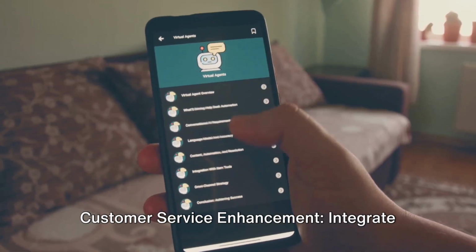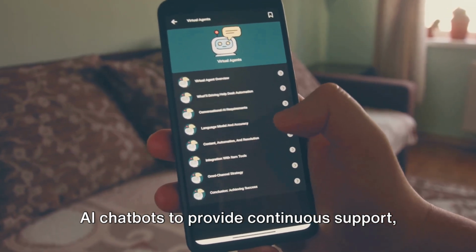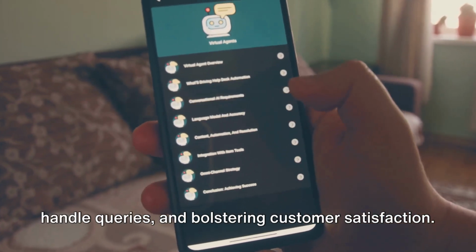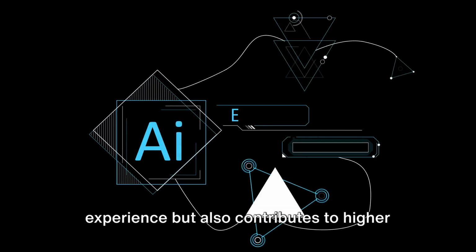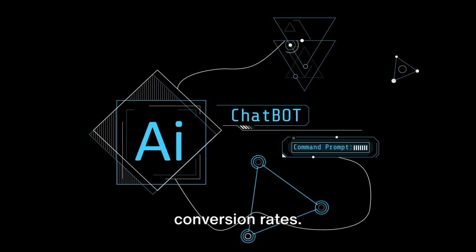Customer service enhancement. Integrate AI chatbots to provide continuous support, handle queries, and bolster customer satisfaction. This not only improves the user experience but also contributes to higher conversion rates.